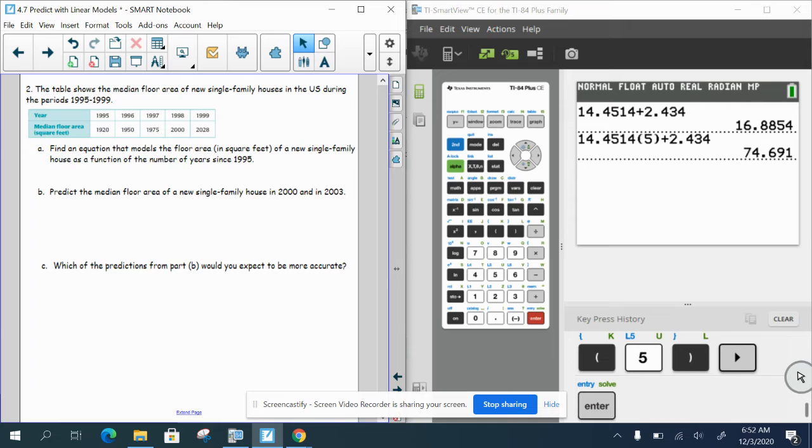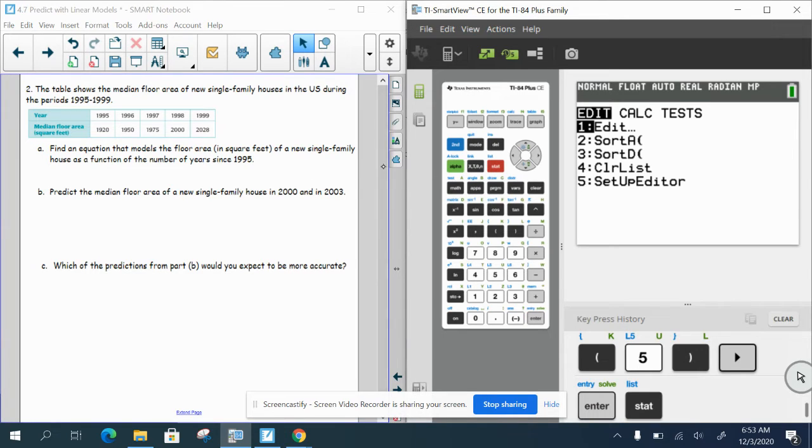Number 2, the table shows the median floor area of a new single-family house in the U.S. during the period 1995 to 1999. Find an equation that models the floor area. Okay, so same thing, except we're just skipping the graphing part. So let's go to our stat edit. Let's go to our list.